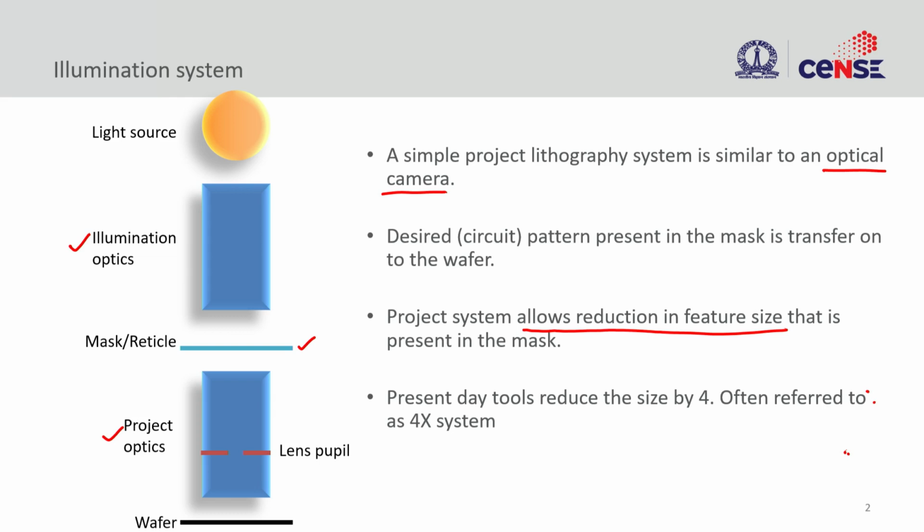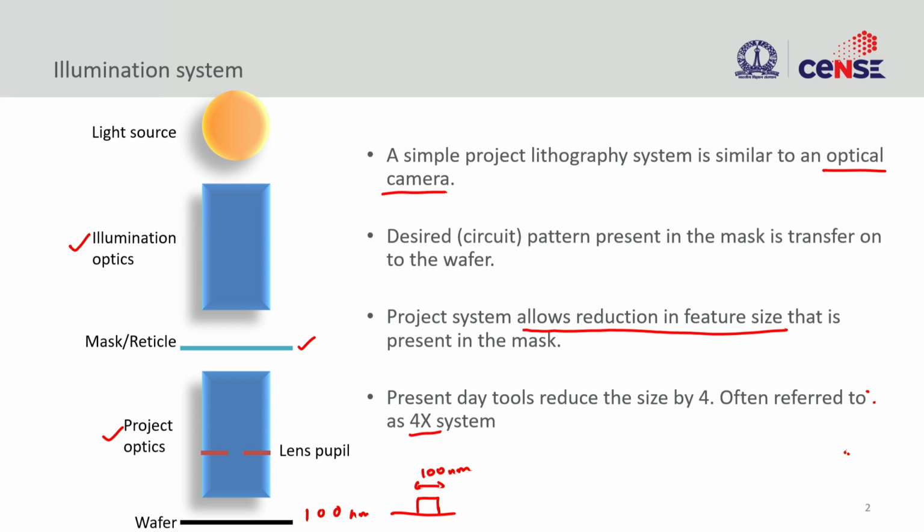Typically the reduction factor could be 4x or 5x. What do we mean by this reduction factor? Let us take an example. For instance, I want a 100 nanometer line to be printed on the wafer, so the line width is 100 nanometer. At the mask level, if it is contact lithography, I also need 100 nanometer, because it is 1 to 1. Whatever dimension you have in the mask is transferred to the wafer.